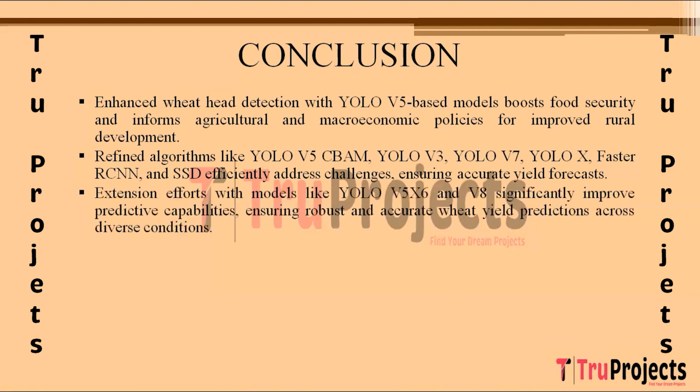Through an extension effort, the exploration of additional models like YOLOv5 by 6 and v8 significantly enhances the project's predictive capabilities. This expansion ensures a more robust and accurate final prediction for wheat yield, broadening the applicability of the model across diverse conditions.